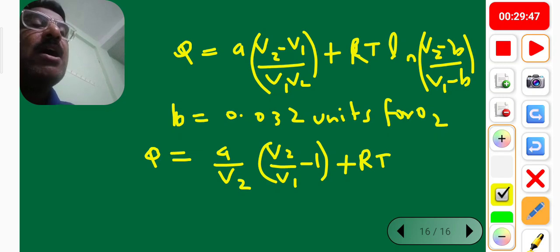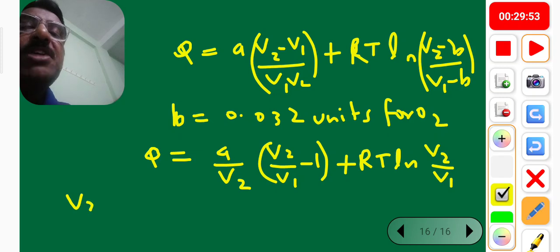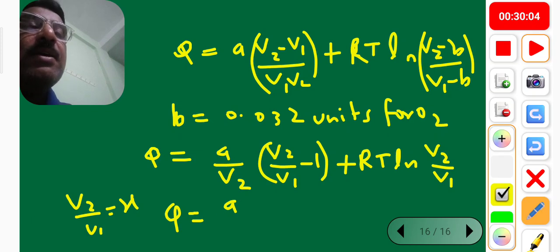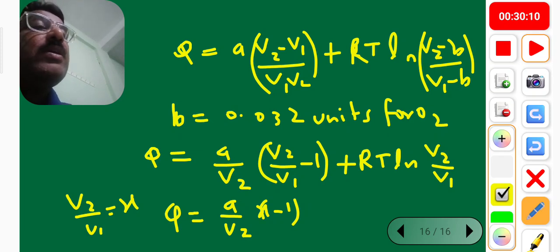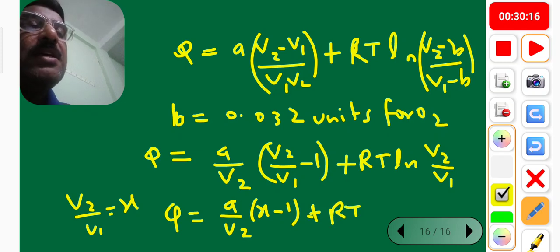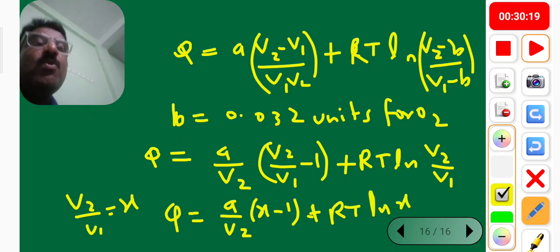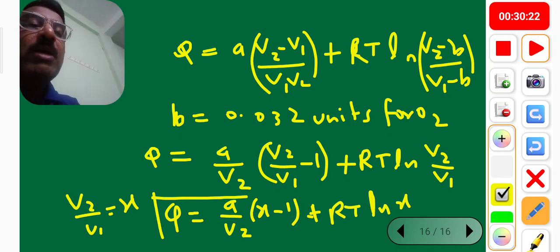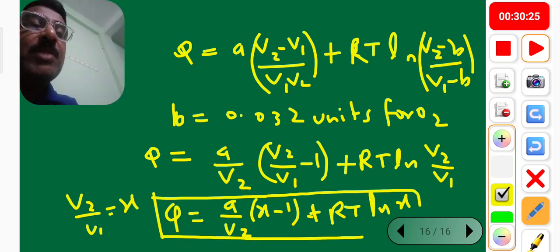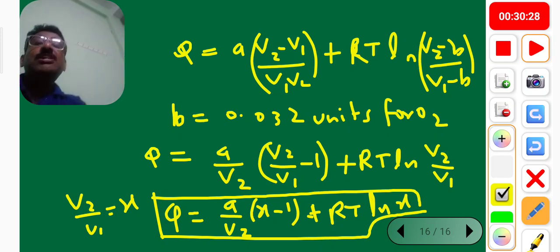the second term, I can write as RT natural logarithm of V2 divided by V1, and I'm going to take V2 divided by V1 as X. So I will get Q is equal to A by V2 times X minus 1, plus RT natural logarithm of X. This is the formula for finding the value of V2 divided by V1.